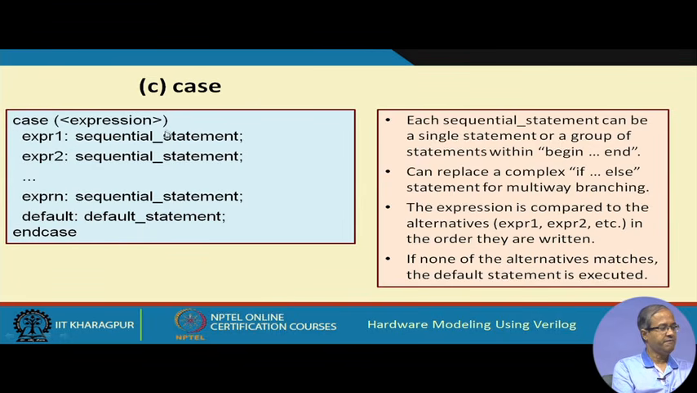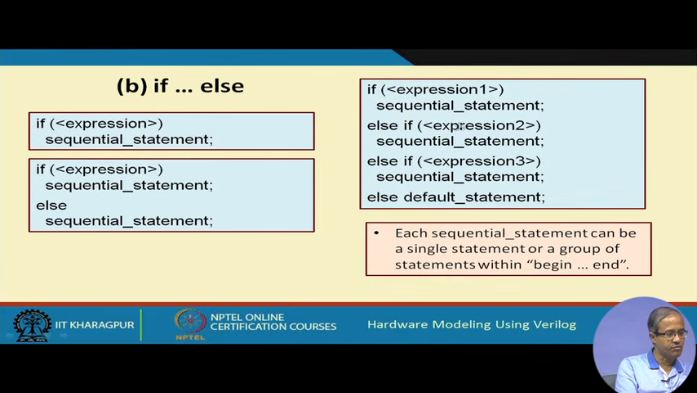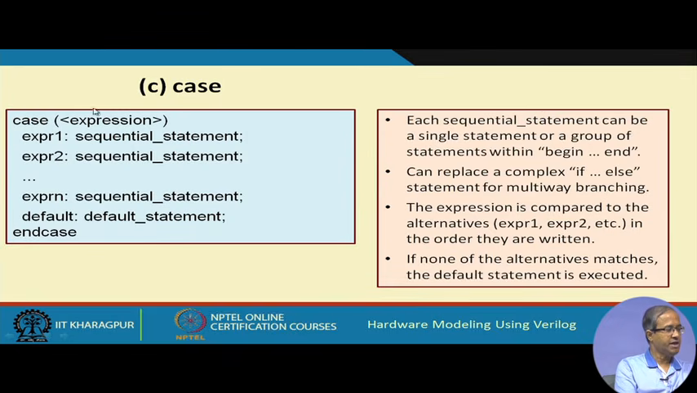Now, we can have a more concise version of this if then else. You see, a nested if then else becomes quite complex in terms of the structure. So, you can have a concise one.